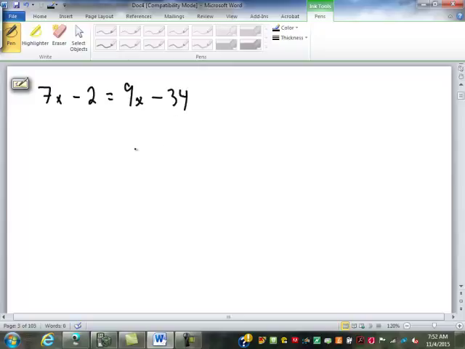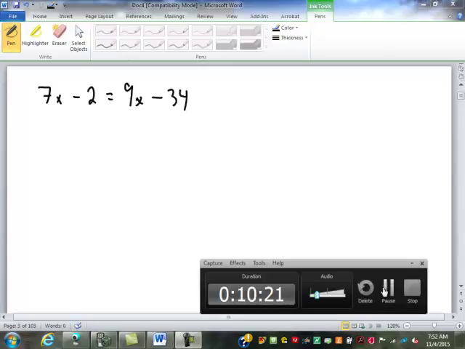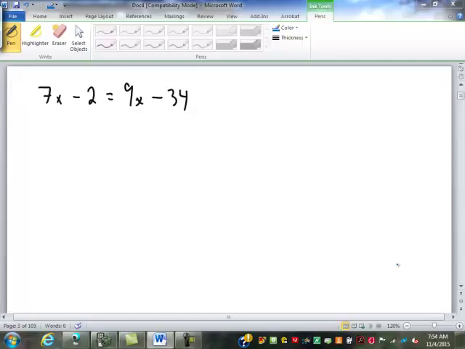In your notes, try that one quick. Where do we start? Okay, we have the x appears twice again, but it's once on each side, so we have to get rid of one. The smaller one is the 7x, so we subtract it. So here we have negative 2 equals, taking 7x away from 9x gives us 2x minus 34. And then add 34.